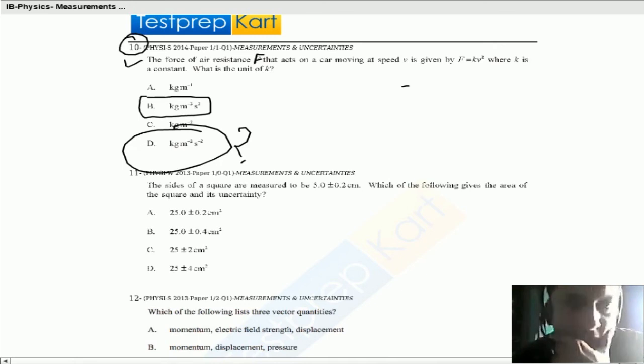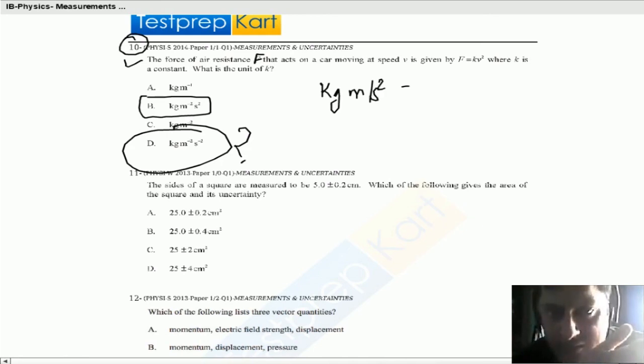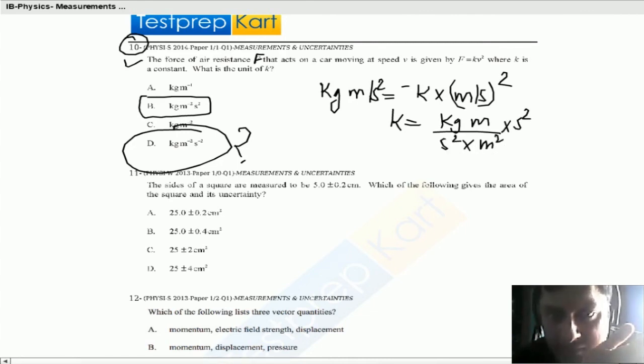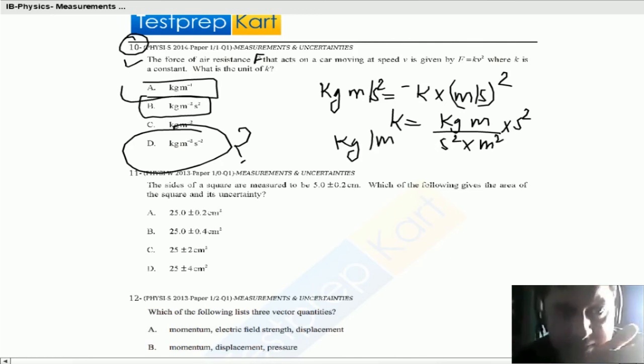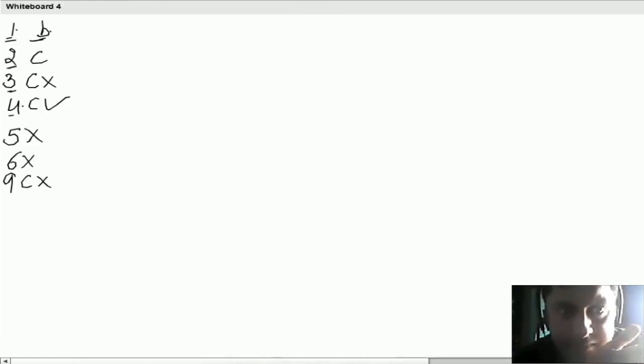Yes. Okay. F is nothing but kilogram meter per second square, which is equal to K into meter per second whole square. Right? So K will be kilogram meter per second square divided by meter square per second square, so it is kilogram per meter. So the answer is A. Right?